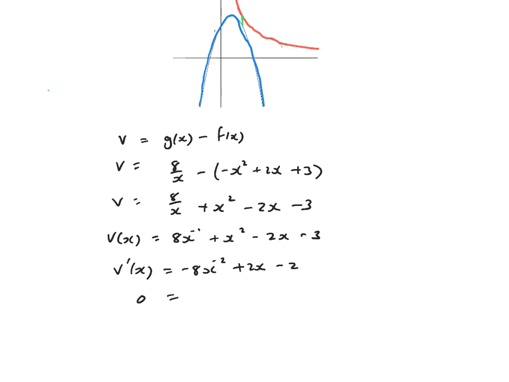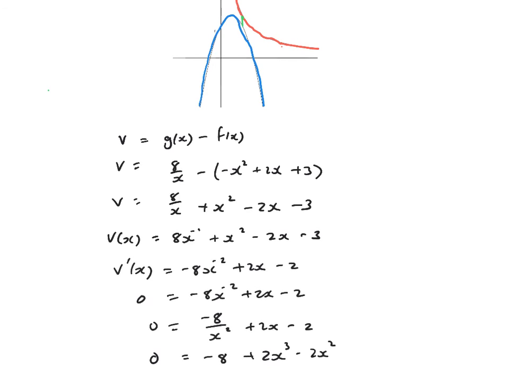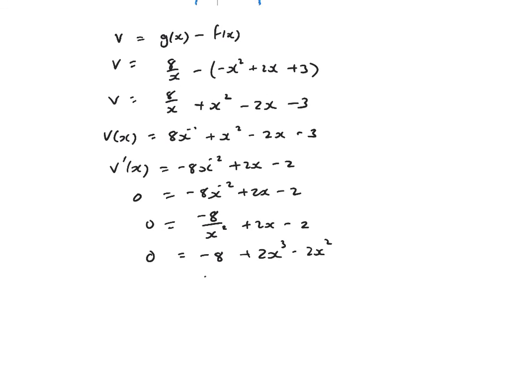Remember, how do you optimize it? Find the derivative equal to 0. So that becomes minus 8 over x squared plus 2x minus 2. So what I do is multiply every single term by x squared. So 0 is equal to minus 8 plus 2x cubed minus 2x squared. Just rearrange a bit. So therefore 2x cubed minus 2x squared minus 8 is equal to 0. And then we solve for x.